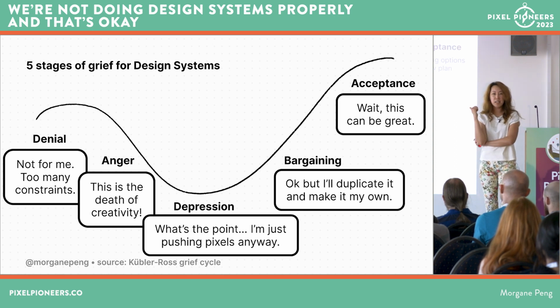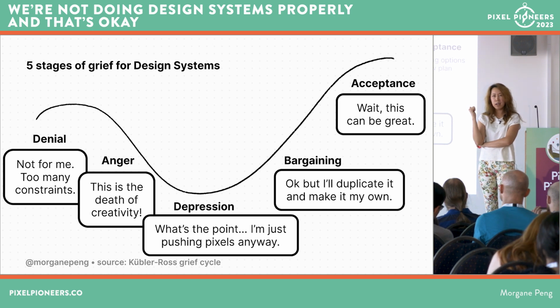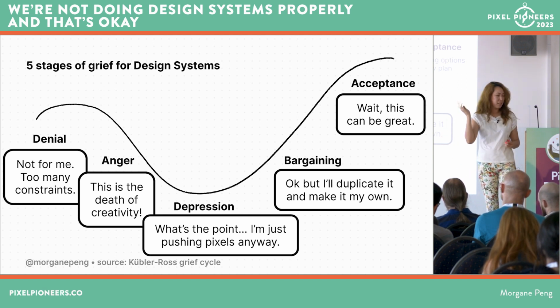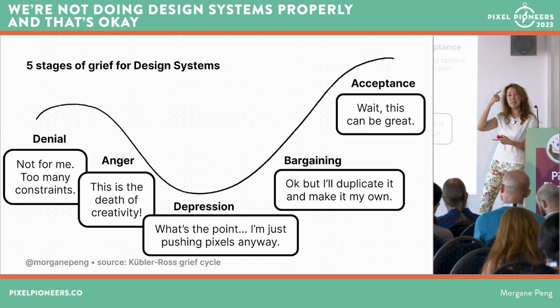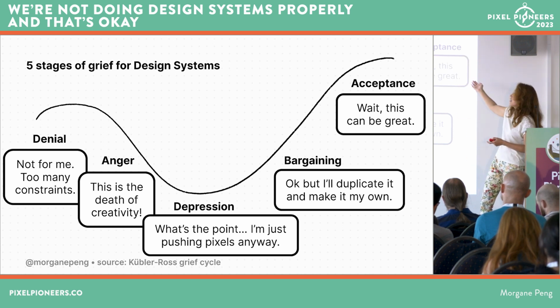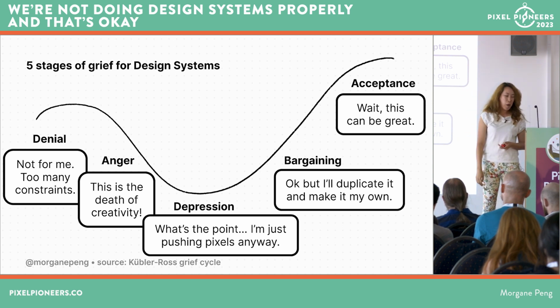But then you go into bargaining mode, and I still sometimes get it. "Can I use it and fork it?" And I'm like, do you realize this is anti-design system? When you fork, how are you going to get the new releases and everything? But then I'm like, oh, they're bargaining. Okay, it's fine. And then wait till they reach acceptance, which is, oh wait, this can be great.